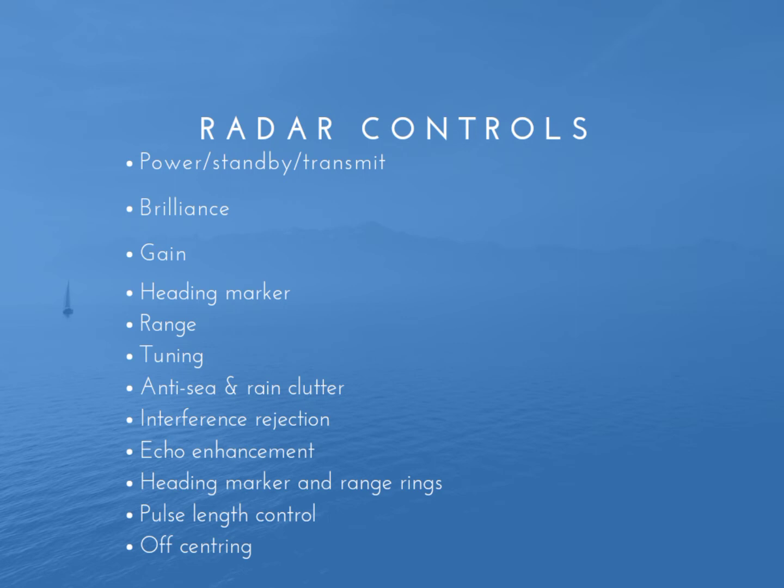Next is gain. The gain control may appear to function like the brilliance control in that it makes the picture brighter or darker. And then the fourth one is the heading marker. The heading marker and the range rings can also obscure small targets, so it's a good idea to have the range rings turned off when they are not used and to delete the heading marker every few minutes to see if it is masking a small target.